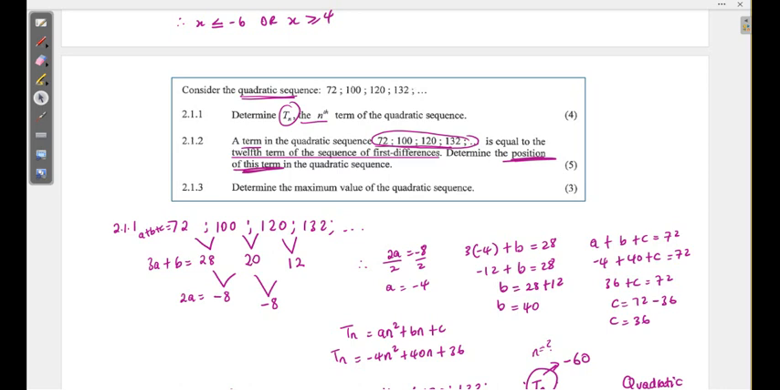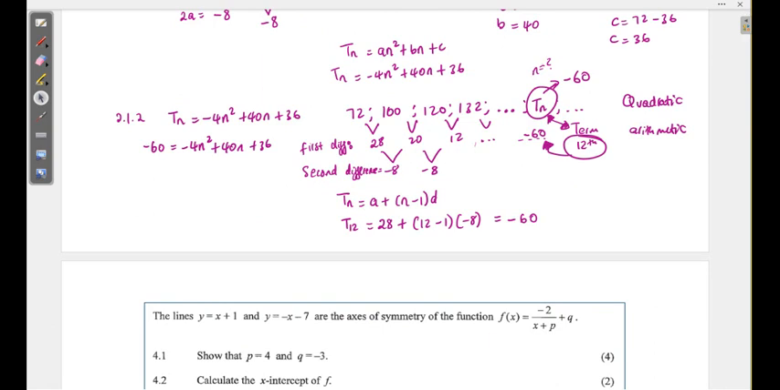Determine the position of this term in the quadratic sequence. So what are we looking for? The term T12? No, the first difference. The 12th term of the first difference is negative 60. We are told that this first term is equal to one of the terms in the quadratic.